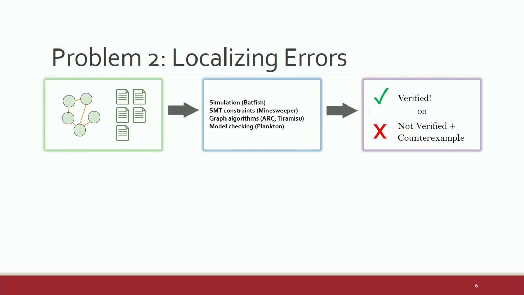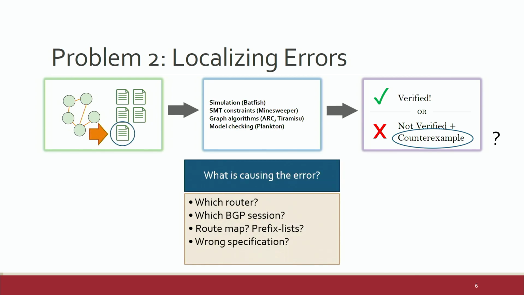The second problem is error localization. Existing tools can find a counterexample, but often we don't just want a counterexample. What we really want to do is narrow down the cause of the error. What router is the problem in, and what part of the configuration should we look at to investigate further?